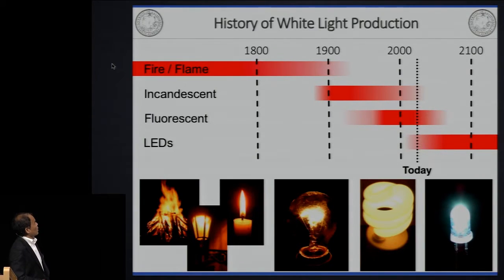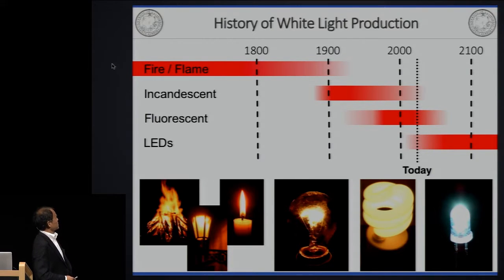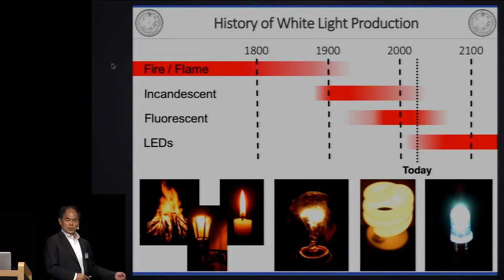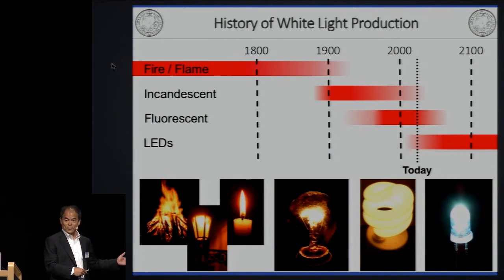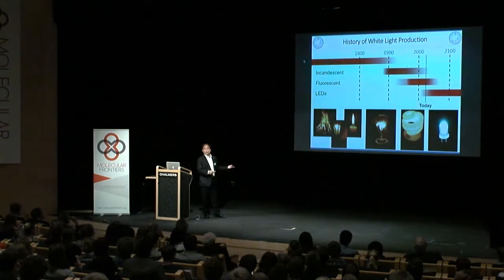So the history of white lighting is this one. In the 18th century, long time ago, fire and flame. In the 19th century, the incandescent bulb lamp. In the 20th century, the fluorescent lamp. And from the 21st century, LED. But my opinion is the next century is laser lighting, using this blue laser diode. Blue laser diode can also be used to make white lighting. So after LED, next is laser lighting.